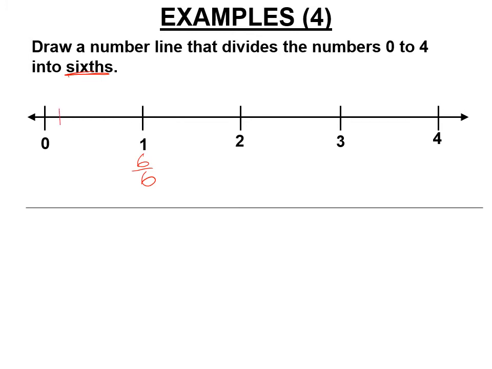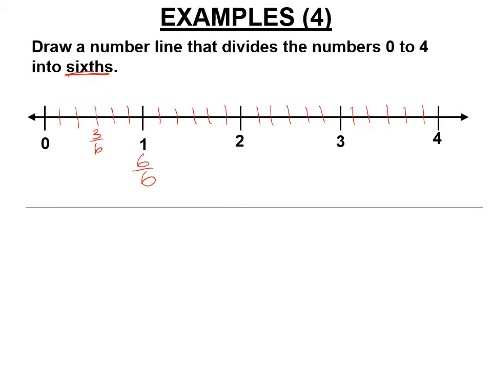So 1/6, 2/6, 3/6, right? 3/6 should be halfway, right? Because it's 1/2. 4/6, 5/6, 6/6. So now we're going to repeat that from between 0 and 1. We're going to try to do that exactly the same, where 3/6 is in the middle, right? So 5 evenly placed marks where we have one hopefully right in the middle.